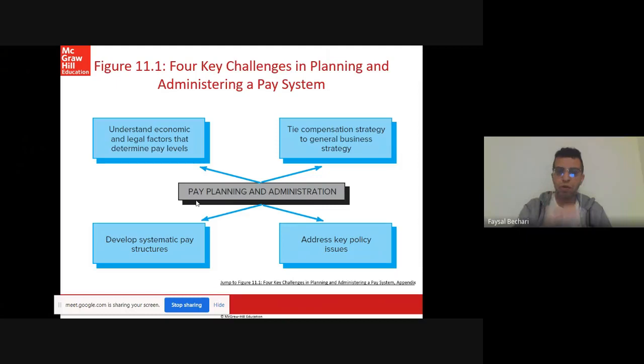So the four key challenges in planning and administering a pay system are, first, we need to understand the economic and the legal factors that determine the pay level. The economic situation, the jobs, whether it's high demand, low demand, whether supply is available, the whole economy, we need to understand that. Then we need to tie the compensation strategy to general business strategy, address the key policy issues, and develop the systematic pay structure.